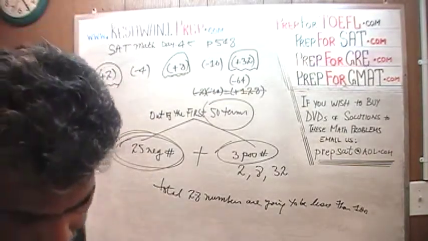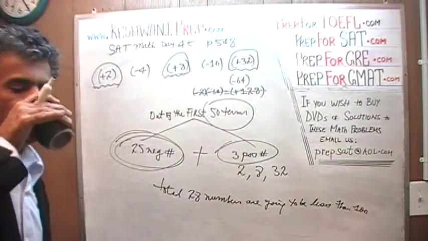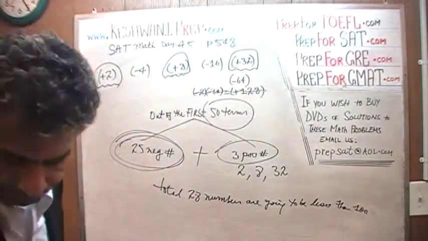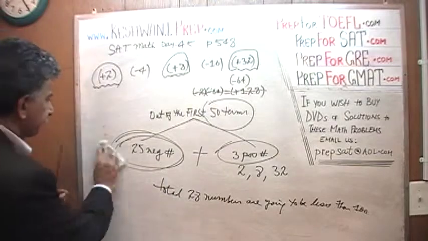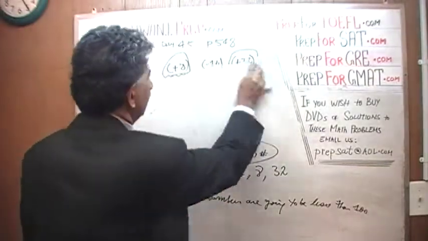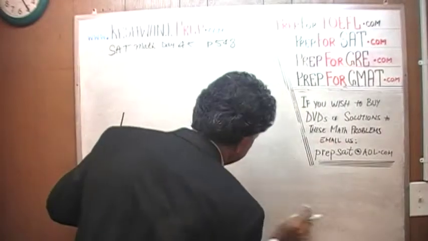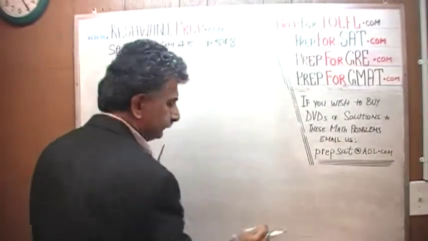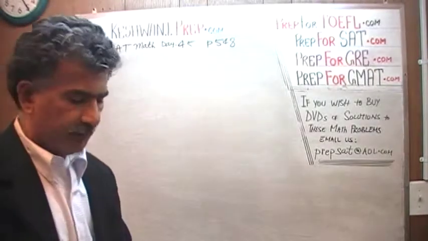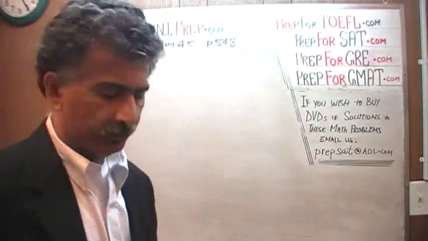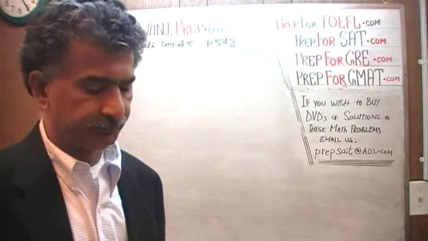Let's do the next one, shall we? Number 16. Number 16 is a tricky one. There is a reason why it's a level 5 question. So you have to read the question very carefully and understand it.